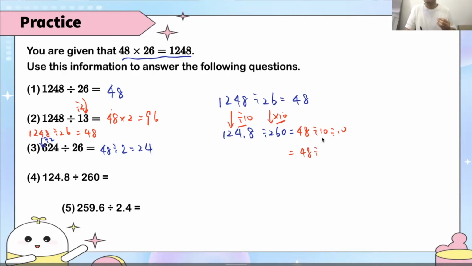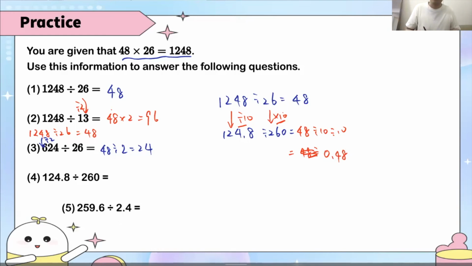48 divided by 10 and divide by another 10. Okay, what happened? What is the result? That is 0.48. Okay, that is the fourth question. The last question, what happened? 259.6 divided by 24. Do we have some connections with the original equations?